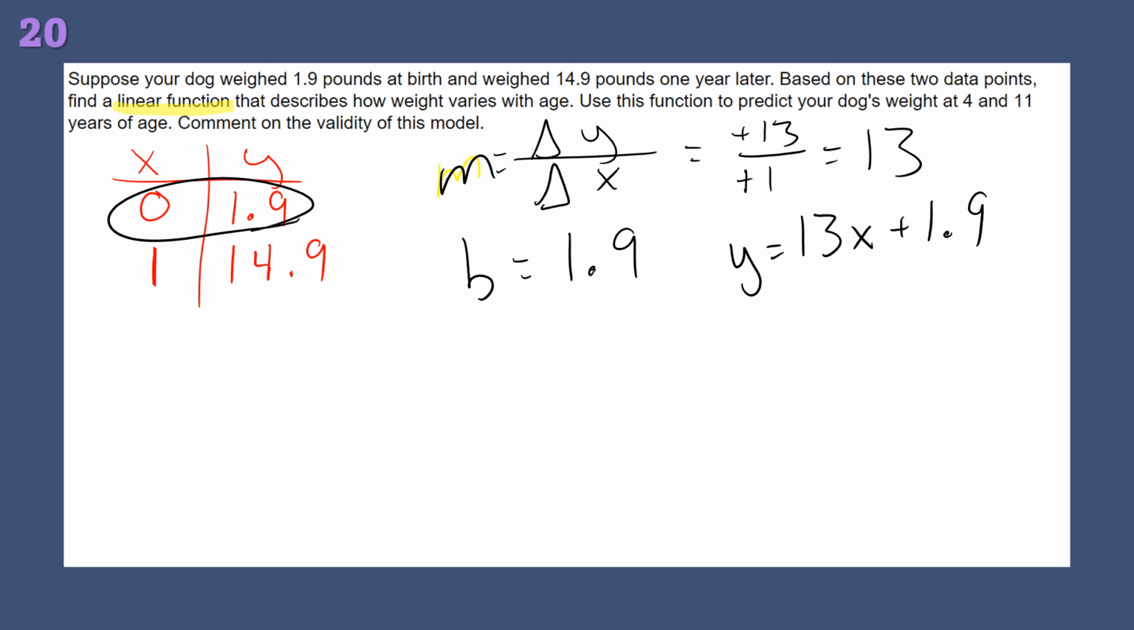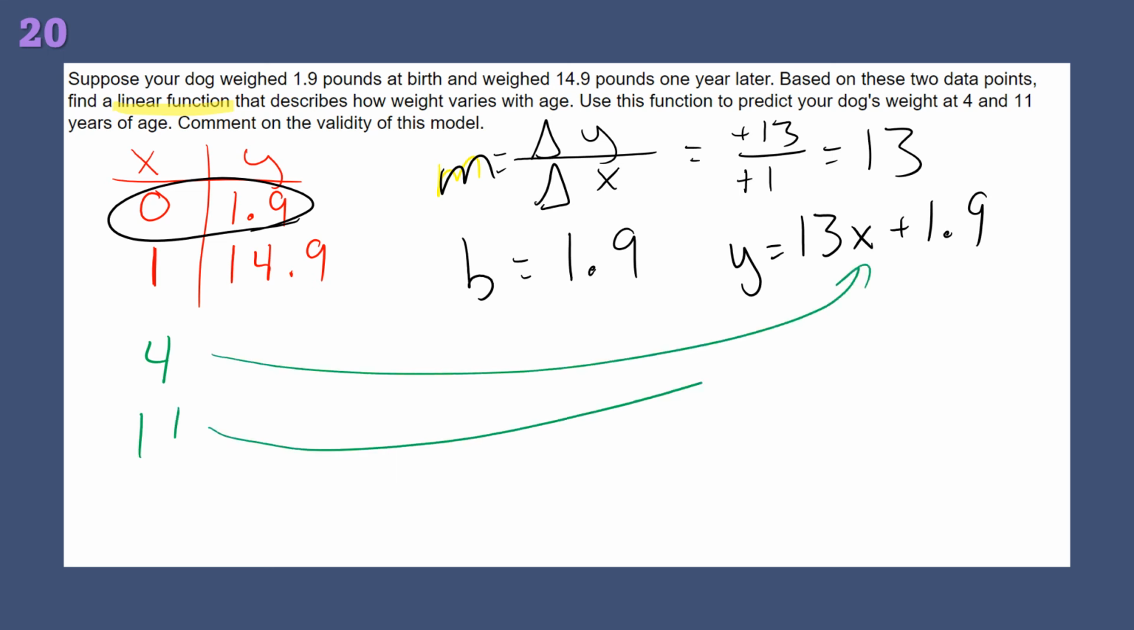The next thing it says is use this function to predict your dog's weight at 4 and 11 years of age. In other words, we should be able to plug in 4 and see what we get. We could also plug in 11 into our function and see what we get. And after we do that, we'd be able to see whether our model makes sense. If we said that your dog is going to weigh negative pounds, that doesn't make sense. But it also wouldn't make sense if we said your dog's going to weigh 1,000,000 pounds. So there are things we could watch out for that would say this model isn't very good when we get big numbers.